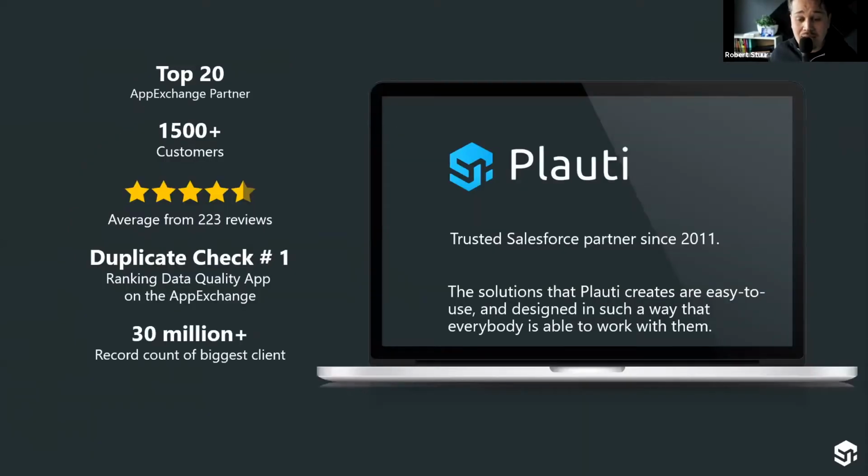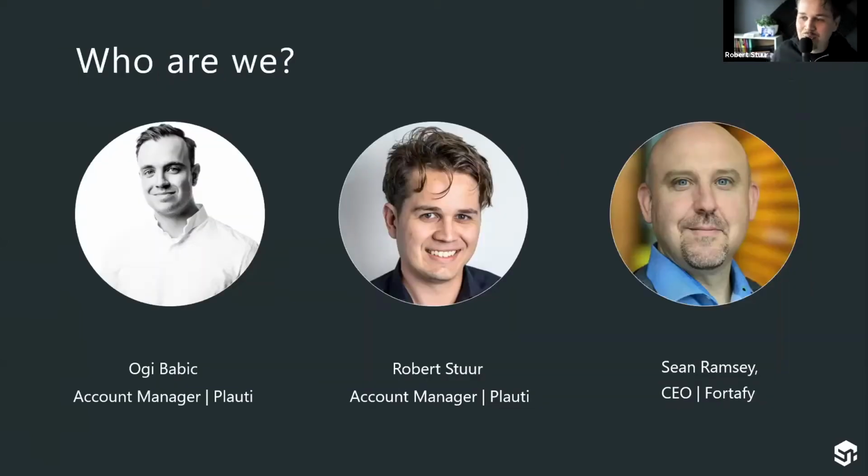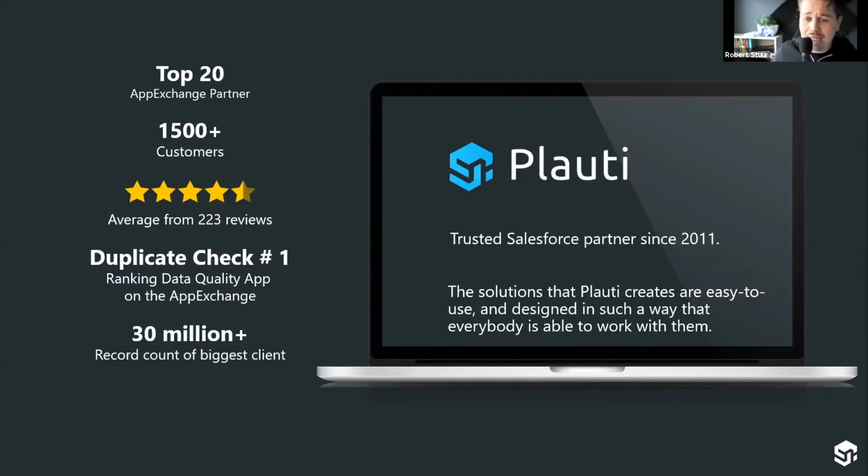My name is Robert Stuur and I'm an account manager with Plauti. To the left of me in the previous slide was Ogi, and he will do the majority of the presentation today. To talk a little bit about our company, Plauti is the company behind Duplicate Check and Record Validation, and we're a Salesforce ISV partner that develops data quality solutions exclusively for the Salesforce platform. Our company was founded in 2011. We have 1,500 clients and counting, and we are highly rated on the AppExchange with a top 20 position on both apps. Duplicate Check is the number one ranking data quality app on the AppExchange.